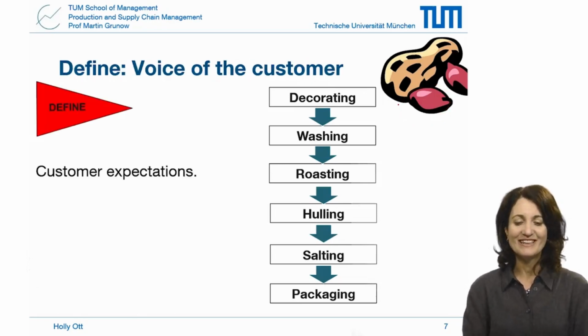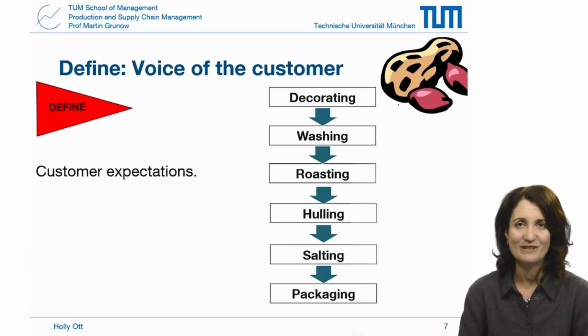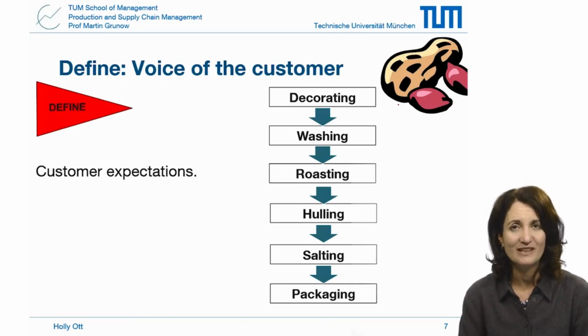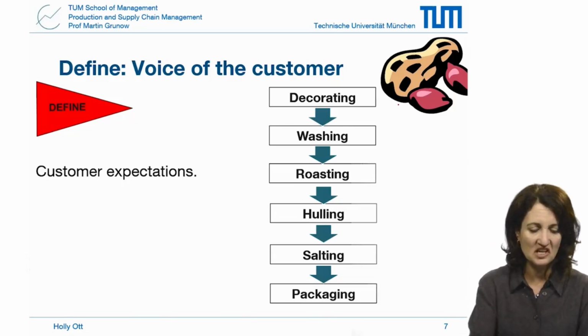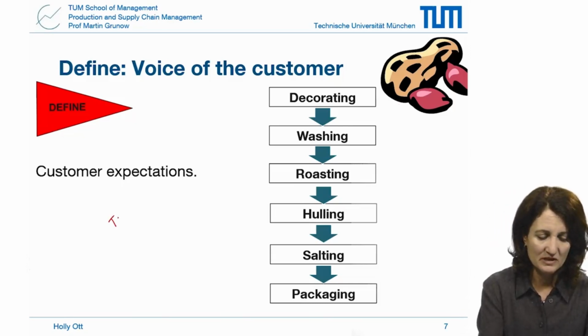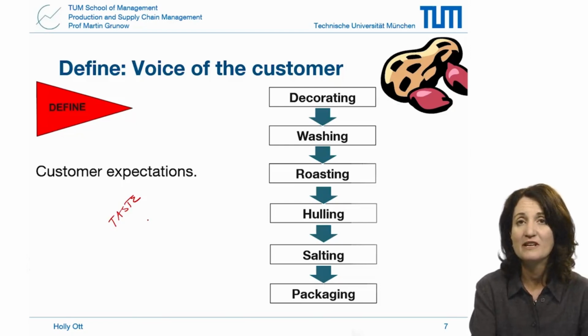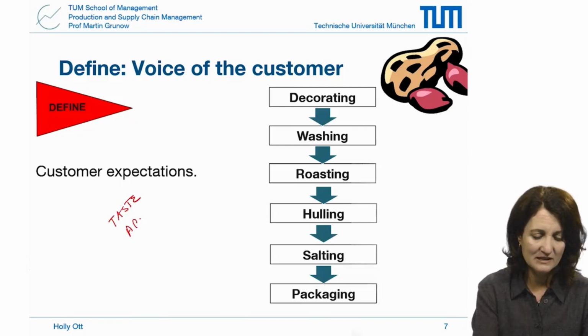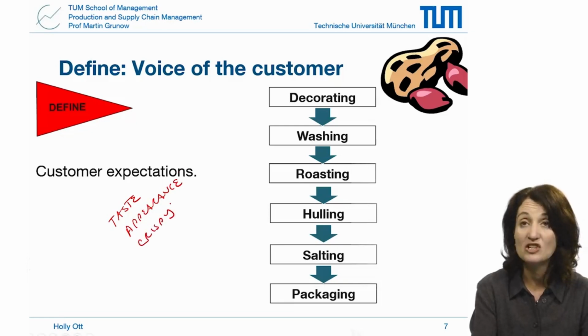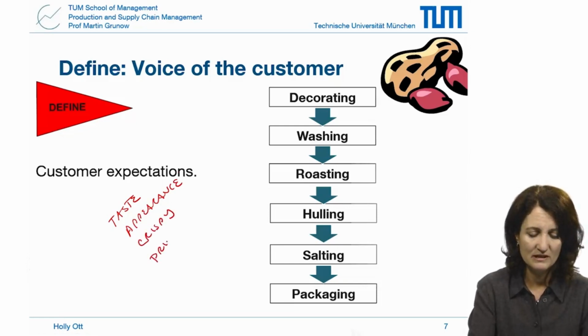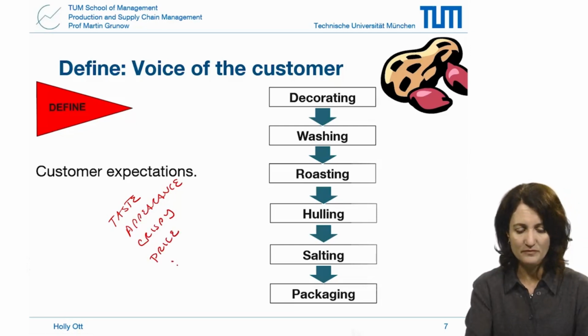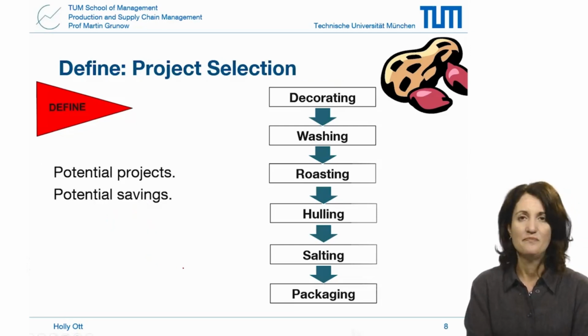So now, starting our DMAIC cycle, what are our customer expectations? What does our customer expect? What are the critical to quality output parameters? And you could say something important is the taste of the peanuts, the appearance. You don't want to have black peanuts. You want them to be crispy, so not soggy. You want the price to be reasonable, for example, critical parameters.